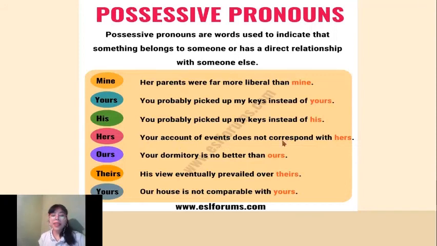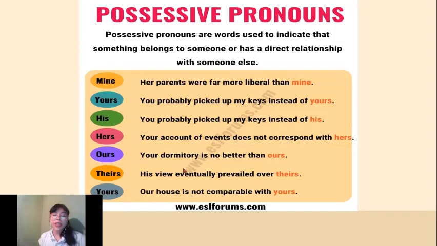Your account of events does not correspond with hers. We already know we're talking about an account of events. So we're not going to write, your account of events does not correspond with the account of events of her. That's why we are going to replace this whole phrase, account of events, with the word hers, because we already know that we're talking about this. We're using the possessive pronoun hers.